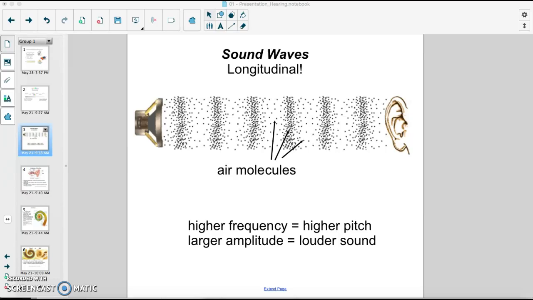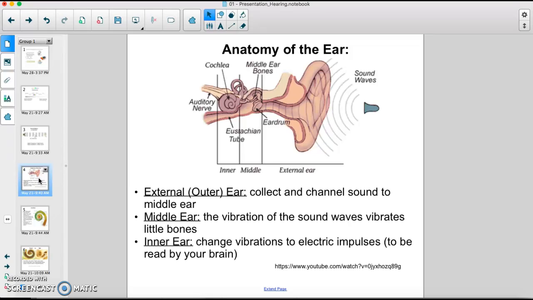Larger amplitudes are going to be louder sounds, and vice versa, smaller amplitudes correspond to smaller or quieter sounds. So we're going to zoom into your ear now. We're going to talk about how your ear takes in those pressure waves, and then what it does to actually make your brain interpret what you're hearing.